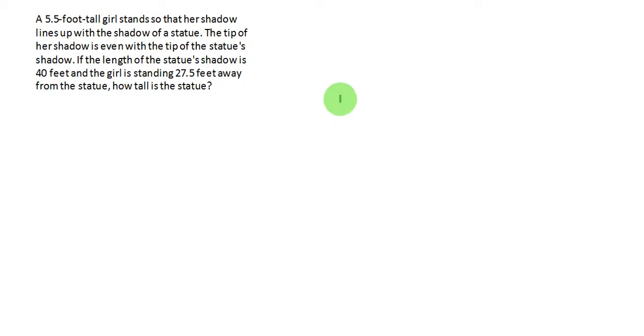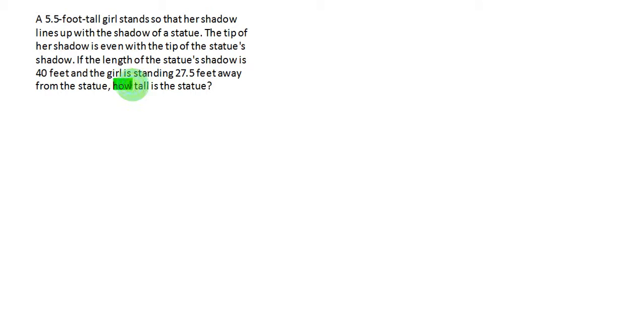We've been using indirect measurements and proportions to help us find the unknown value of figures. Okay, so let's read through this problem real quick. A 5.5-foot tall girl stands so that her shadow lines up with the shadow of a statue. The tip of her shadow is even with the tip of the statue's shadow. If the length of the statue's shadow is 40 feet and the girl is standing 27.5 feet away from the statue, how tall is the statue?